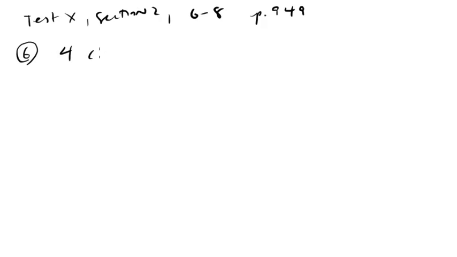So we have 4 consecutive positive integers. We're dividing them by 3, and we want to know what could be the remainders. Well, let's pick 4 consecutive positive integers and go from there. I don't know, 6, 7, 8, 9. Right? Any 4 consecutive positive integers will work here.